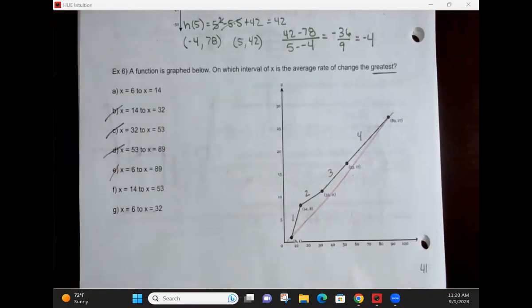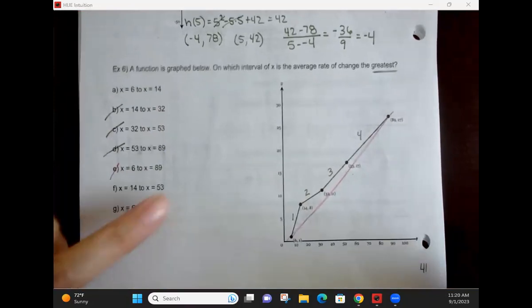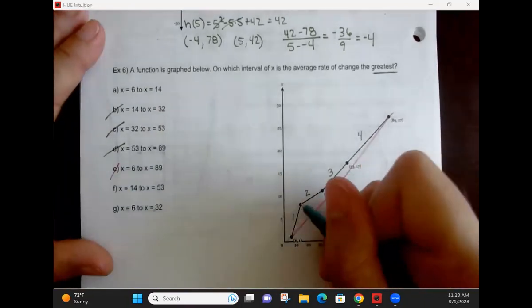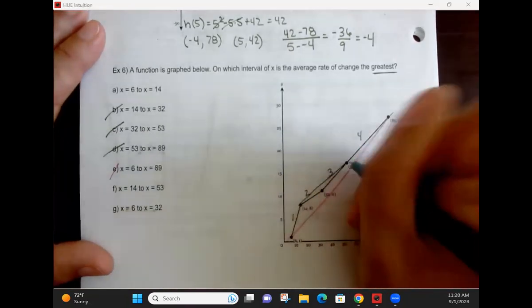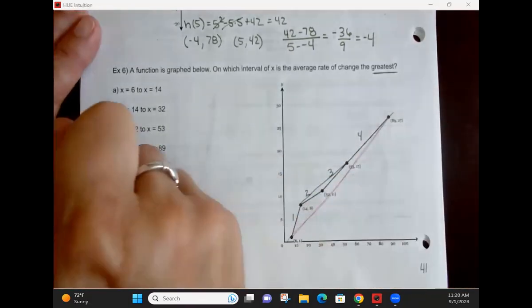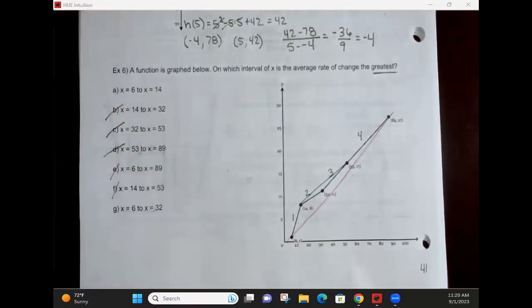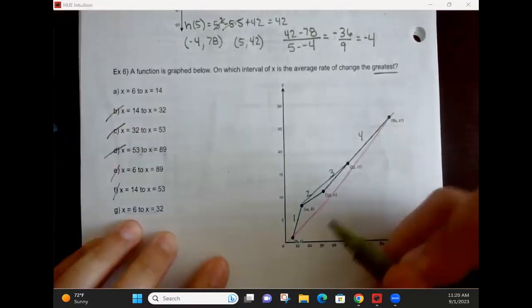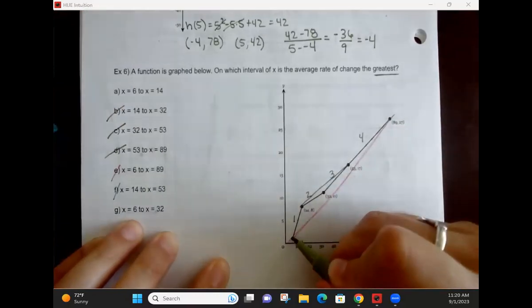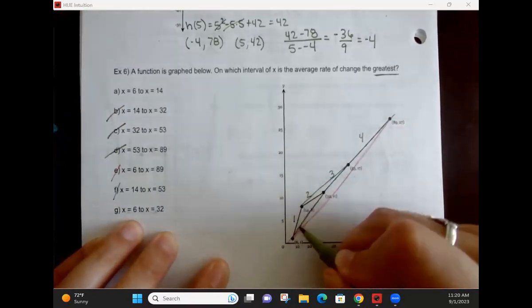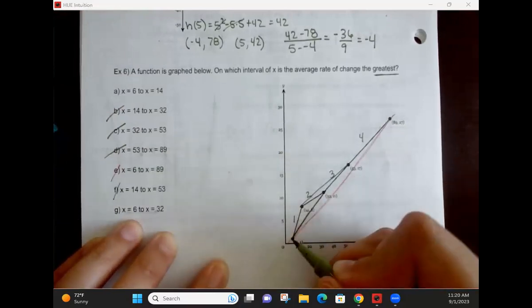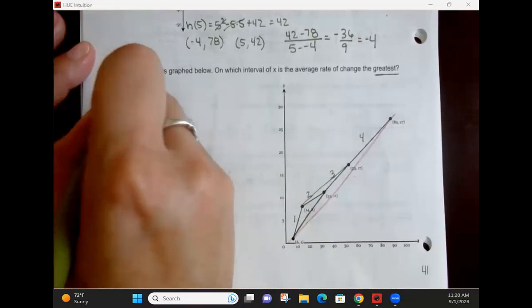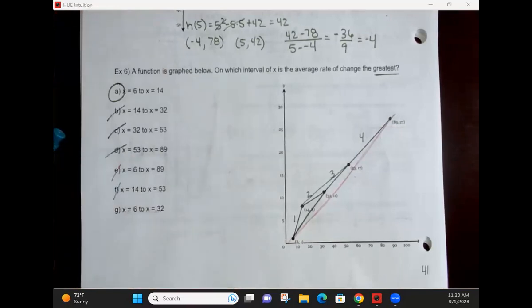And then let me change colors again. 14 to 53, so that's from here to here. What's steeper? 1 still, right? And then for our last one, from 6 to 32, that's here. What's steeper, 1 or my line here in green? 1 still. So that section should have my greatest rate of change. Right? It's got the steepest slope.